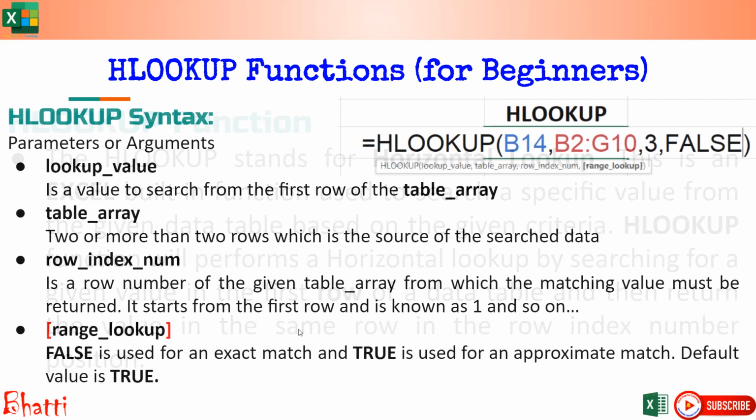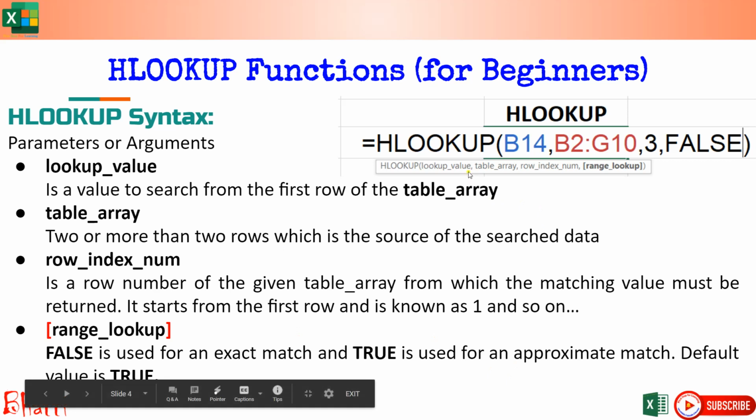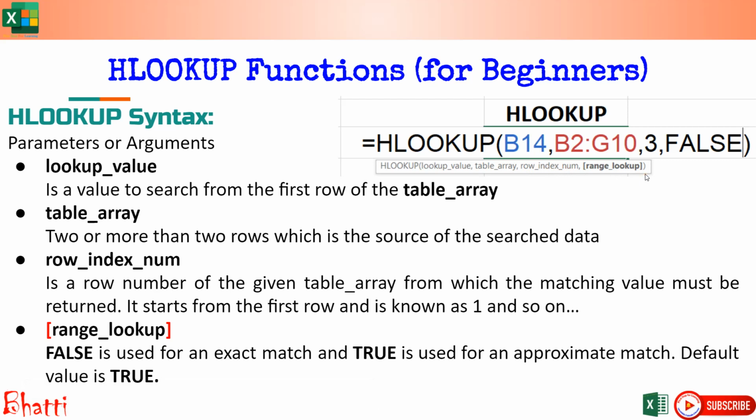Okay, let's move forward. HLOOKUP, as mentioned on the top, the syntax HLOOKUP, after that there will be a lookup value and then table array, then row index number, and at the end within square braces, which means it's optional, range lookup. What is lookup value? Lookup value is a value that I want to search in the data array, table array. What is data array or table array? Table array is a combination of two or more rows, which is the source of the searchable data.